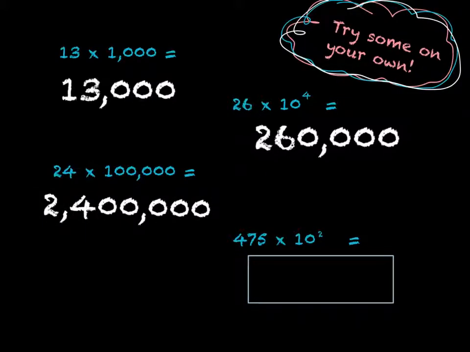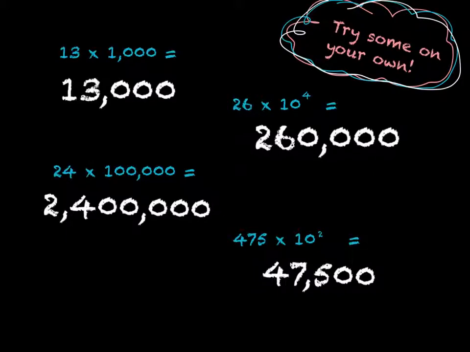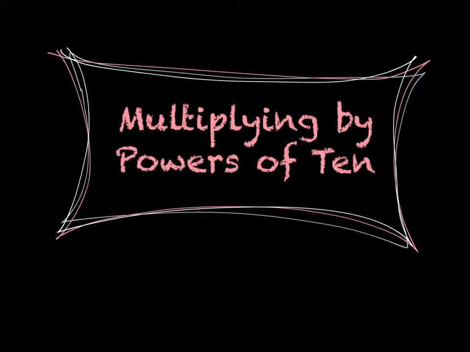And finally, we have 475 times 10 to the second power. Hopefully you got our answer of 47,500. In this lesson, you have learned how to multiply by powers of 10.